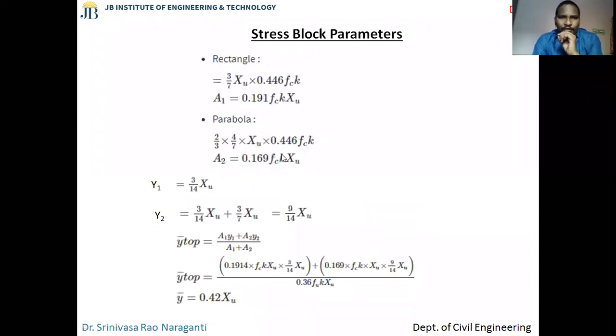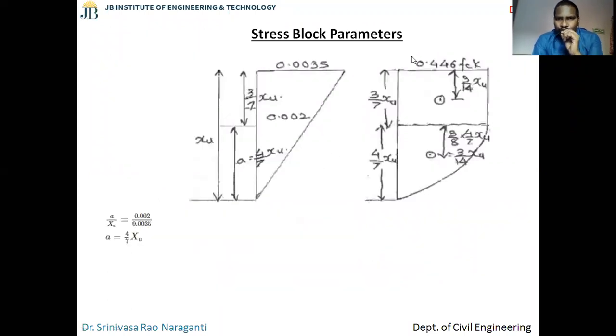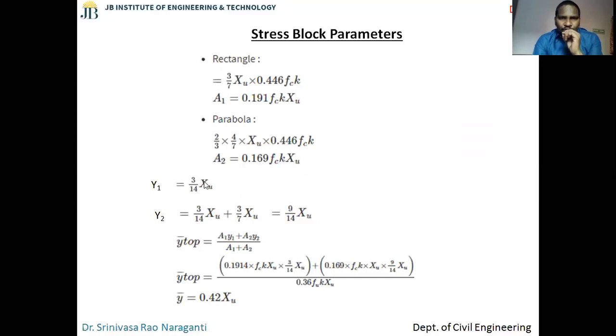FCK. I got area 2. Now Y1 is the distance of the first force from the top. Assume the height is h. From the top, this force is acting at a distance of h by 2. That means 3 by 7 by 2, that means 3 by 14. That's the first force that is acting.